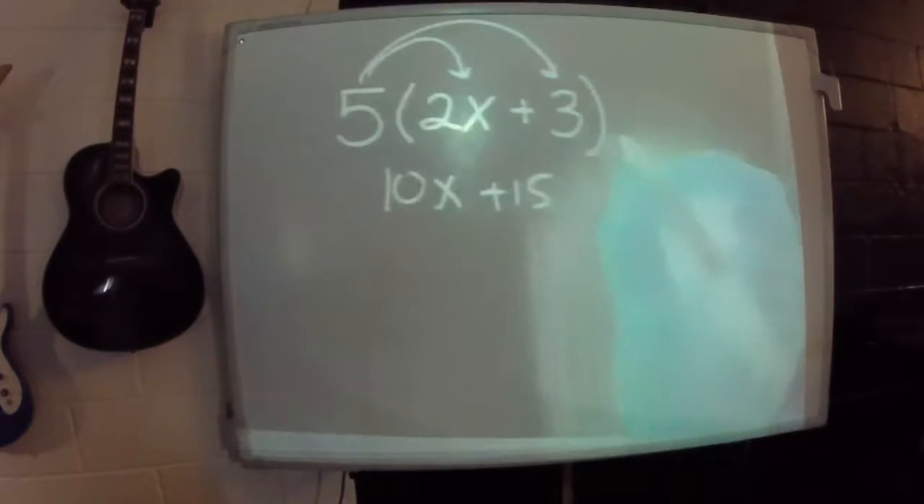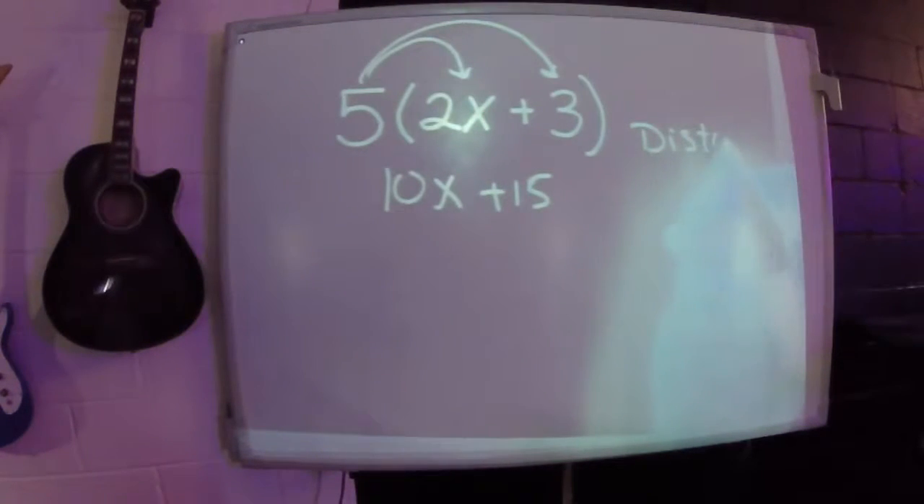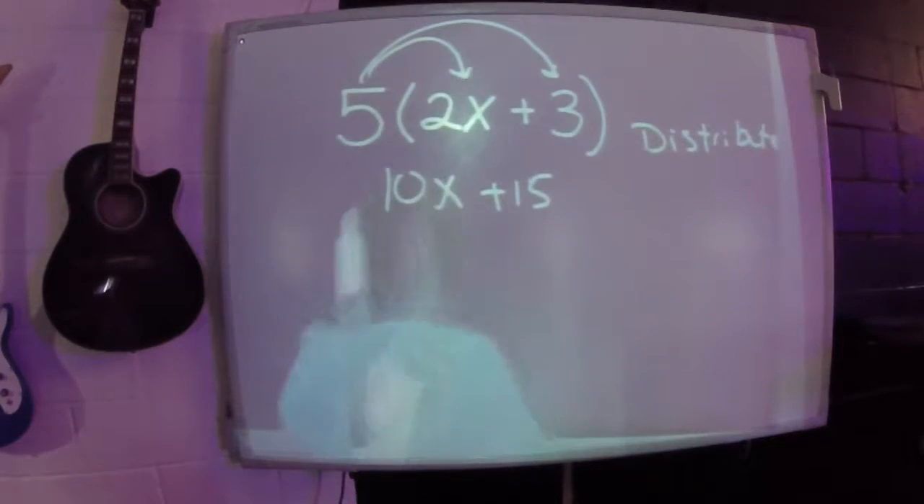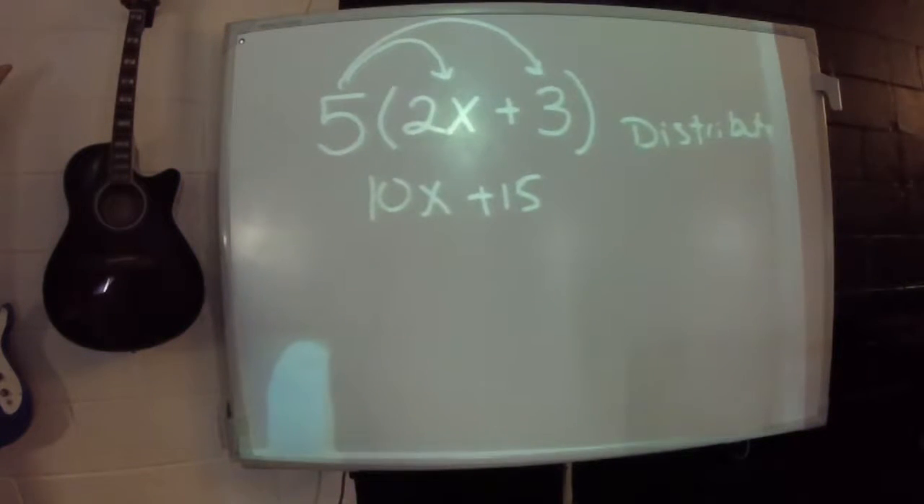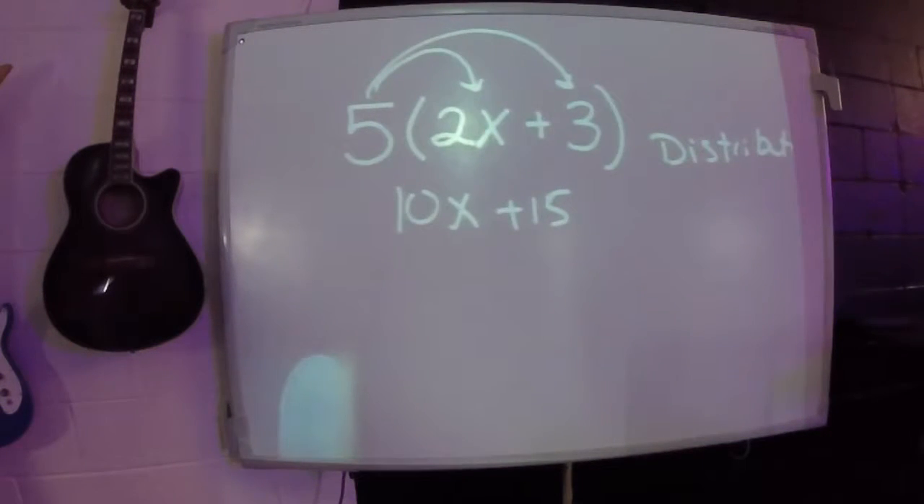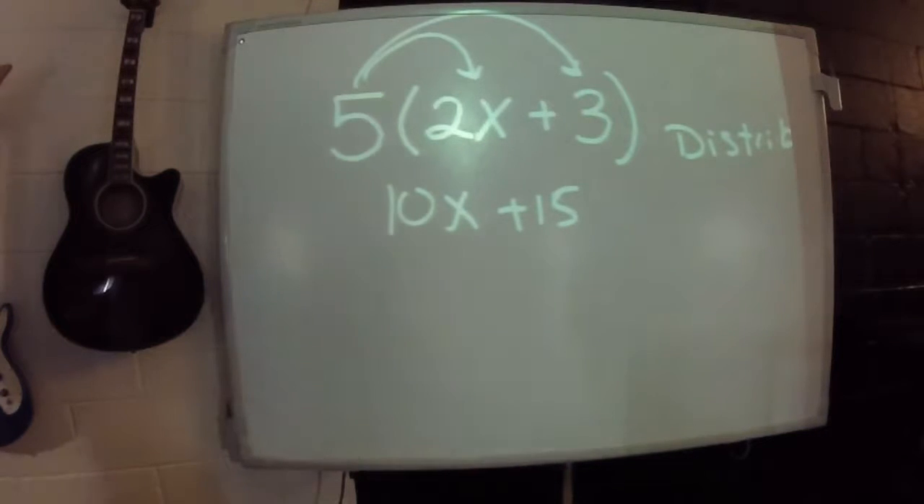And that's distributing. Wait, no, that would be minus 15 because it's a negative. Where's the negative? There's no number beside that parenthesis, so you put in a negative one. I'm just making sure you're paying attention.